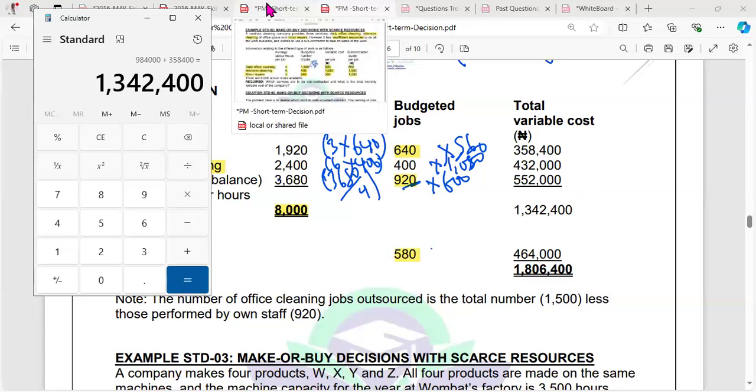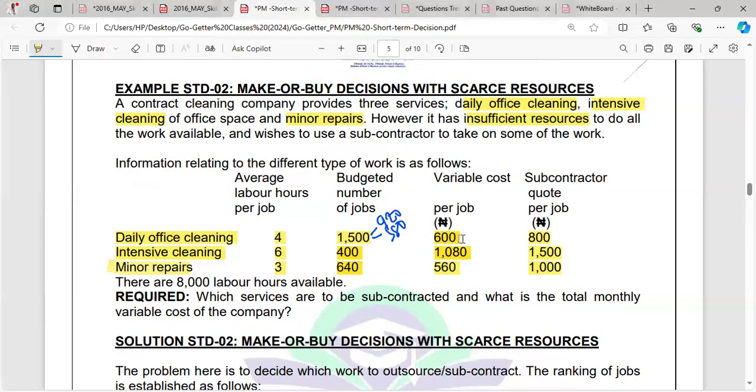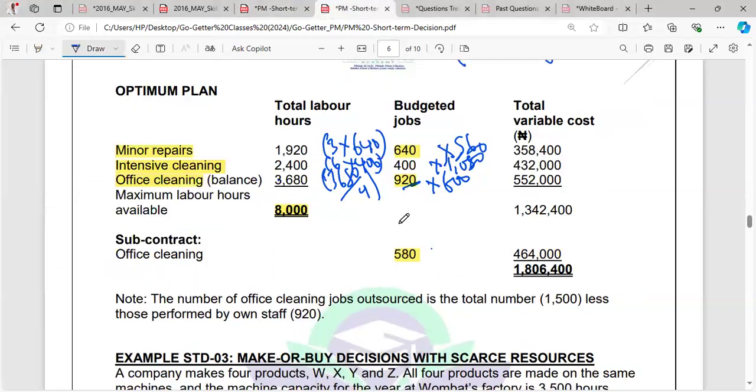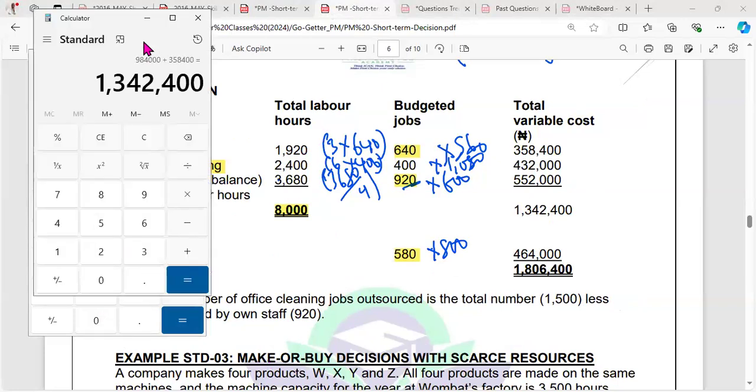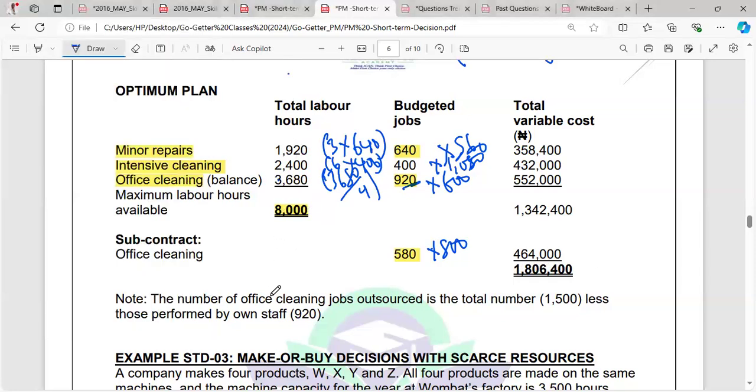You gave it to a subcontractor, this daily cleaning 580, you give it to the subcontractor and you're going to pay him 800. So you simply come here and multiply 800. So I'll use the other calculator now. I will say 580 multiplied by 800. That will give me 464,000. So I have this other figure here, which is this plus 464,000. That gives me the total variable cost that I will spend when doing the whole job.